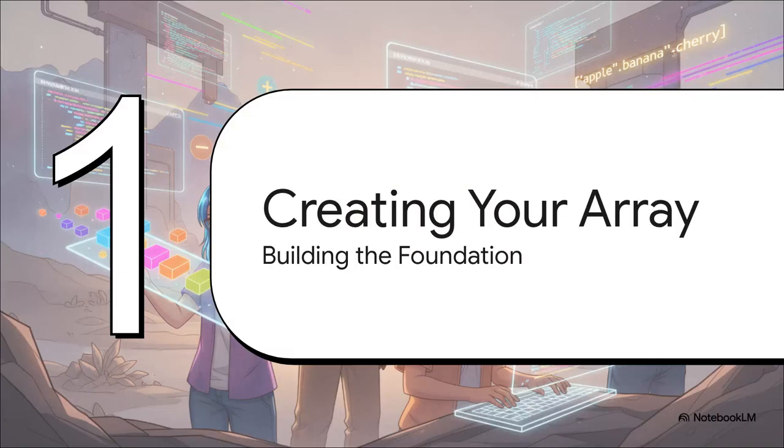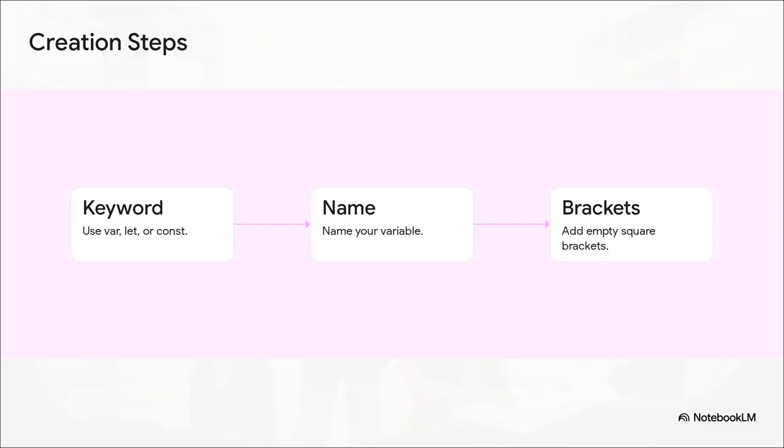Moving right along to section 2, creating your first array, building the foundation. Let's actually get our hands dirty and write out the syntax. Creating an array is beautifully straightforward. You declare it just like you would any other normal variable. First, you use a keyword. Now, traditionally, this was var. Second, you give your variable a name. Let's just call it myArray. And third, you set it equal to empty square brackets. Boom, you've just created an empty array.